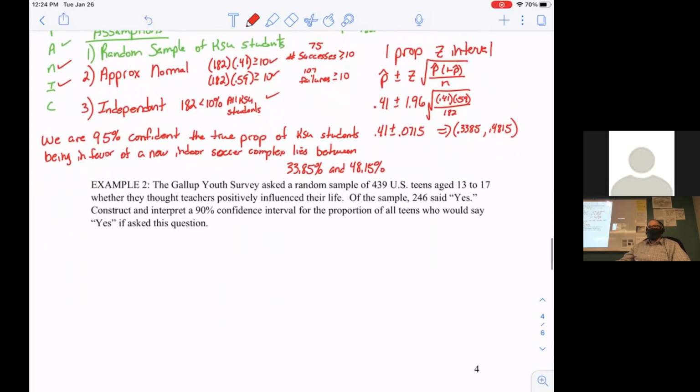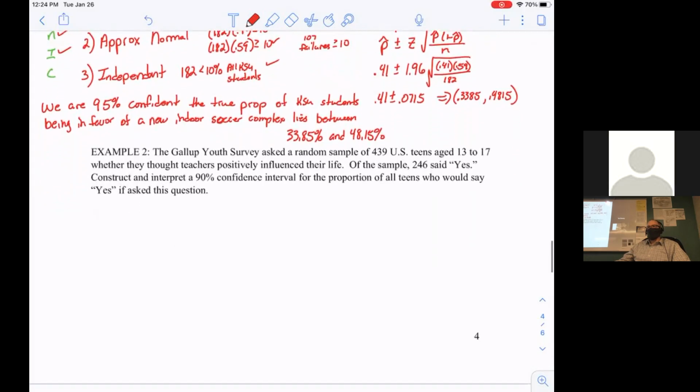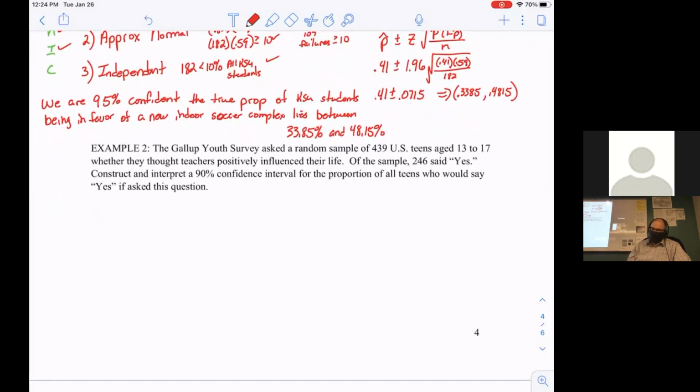All right, here we go. The Gallup Youth Survey asked a random sample of 439. Okay, so again, as we walk through this, it's a random sample again. We just know that I'm going to need that, so I'll go ahead and highlight that, so I've made myself aware of it. We have 439 US teens. So I'm going to guess my sample size is going to be 439 US teens, age 13 to 17, where they thought teachers positively influenced their life. Of that, 246 said yes.